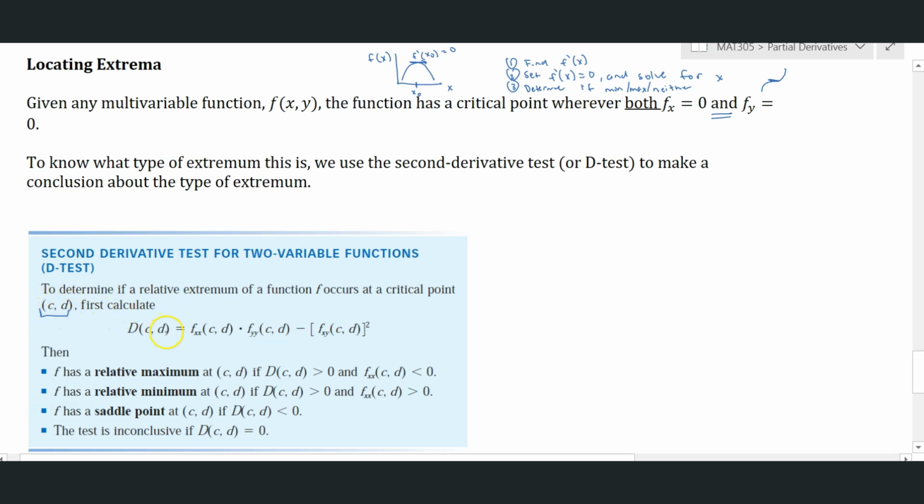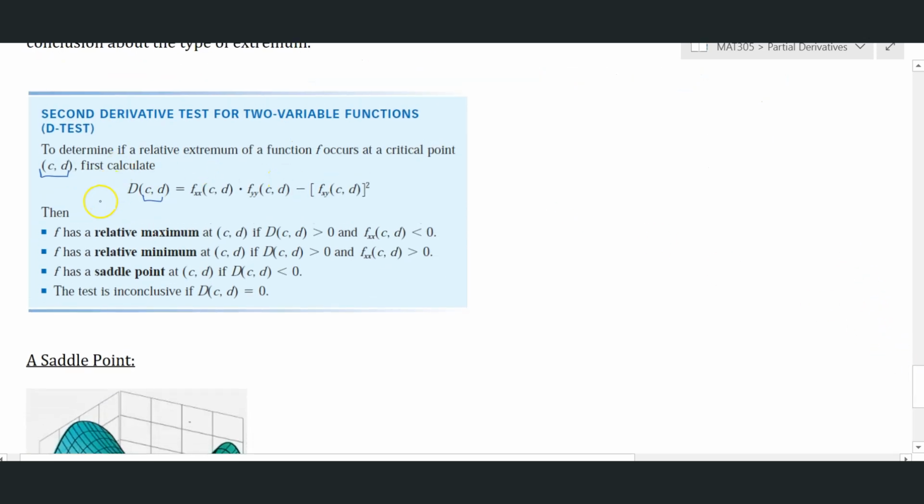So first, calculate the d value at that ordered pair. This is a function evaluation, and the function that we construct for this d-test is the pure partials multiplied together minus the mixed partial squared. You have to compute the second partials, or the second derivatives, first, and then plug in the point. You can't plug in the point and then compute the second derivative because you're always going to get 0, because the derivative of a number is 0. The rate of change of a constant is 0.